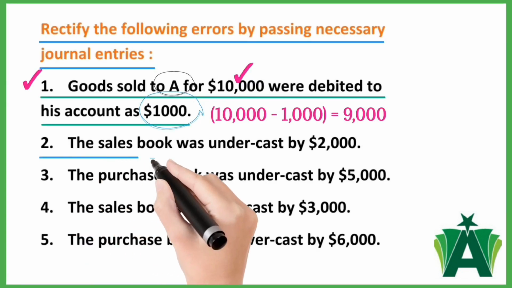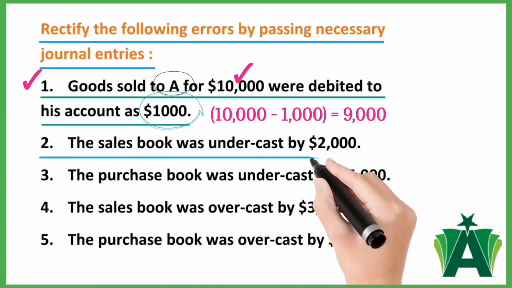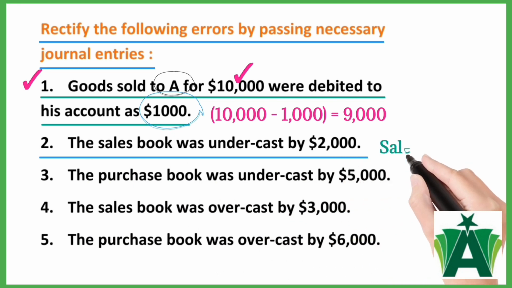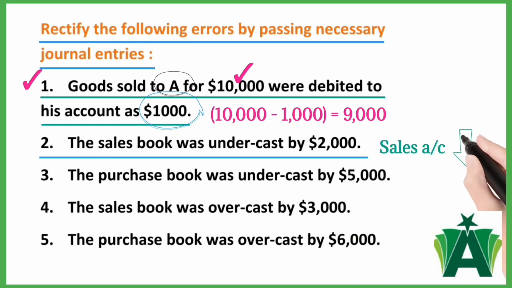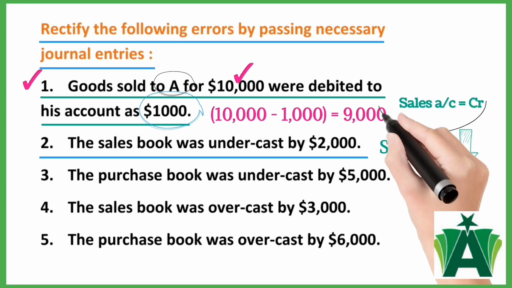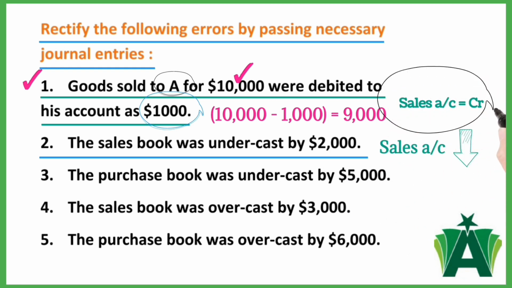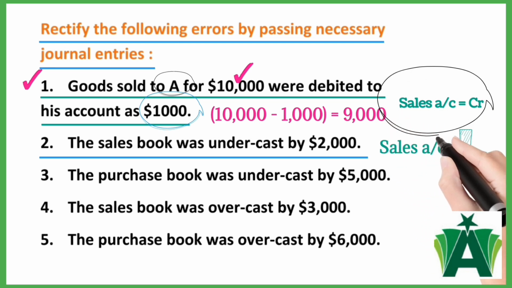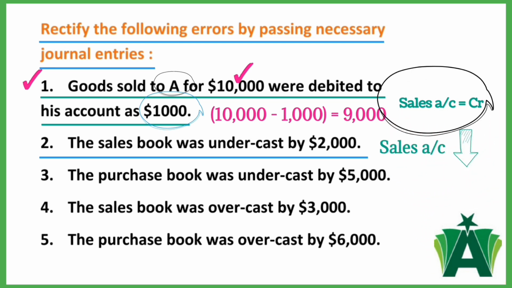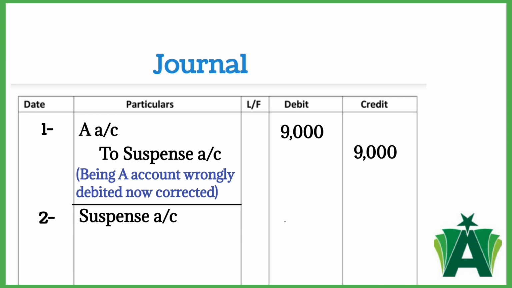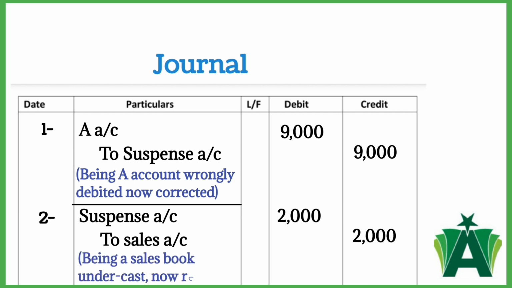The sales book was undercast by $2,000. The sales account has been credited less by $2,000. This error can be rectified if the sales account is credited further with $2,000. The rectifying entry will be suspense account debit with the amount of $2,000 to sales account credit with the same amount. Being a sales book undercast, now rectified.